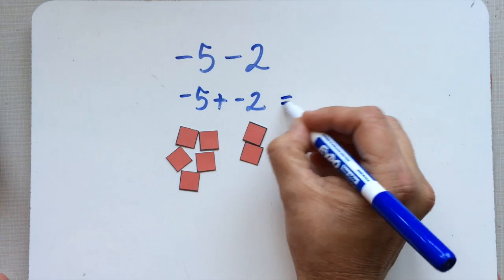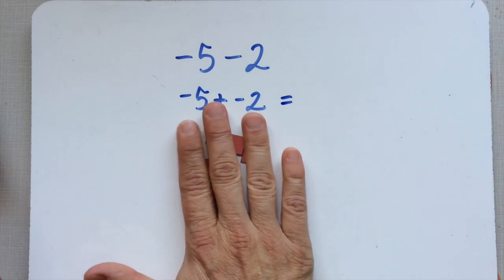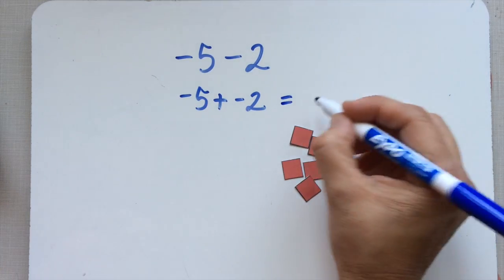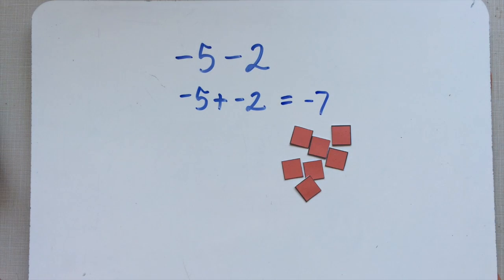And this plus sign means I'm combining. I'm combining all these negative tiles with these negative tiles, and all together, my answer is negative 7.